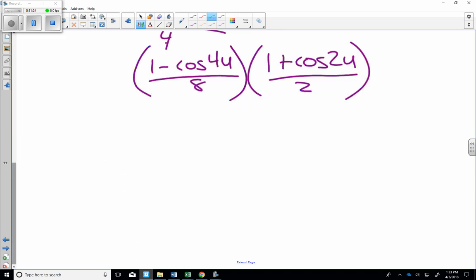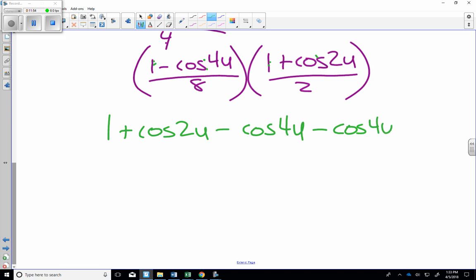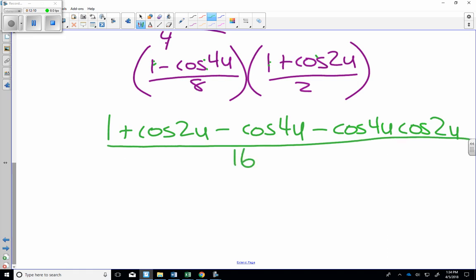Then we multiply these together now, and we get 1 times 1 is 1. 1 times cosine is plus cosine of 2u. That times that is minus cosine of 4u. And then that times that is minus cosine 4u cosine 2u. And that is all over 16.